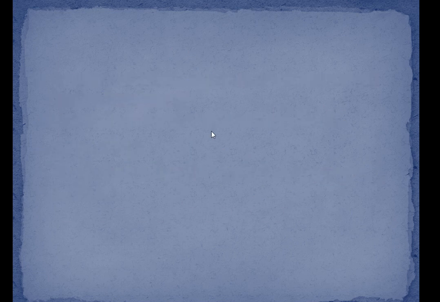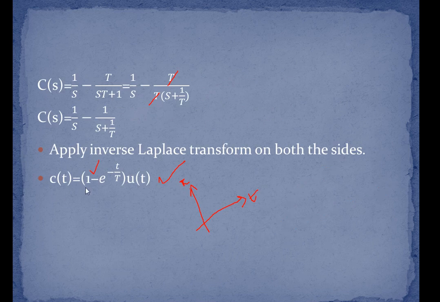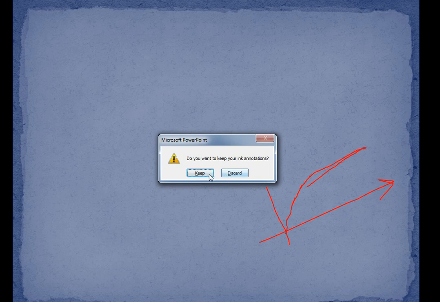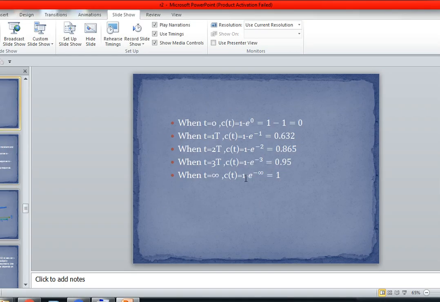From the expression also we can know this. Here 1 is the steady state term and e power minus t by tau is the transient term. So from this equation we can tell one thing, that the unit step response of the first order system consists of both the transient as well as the steady state term.